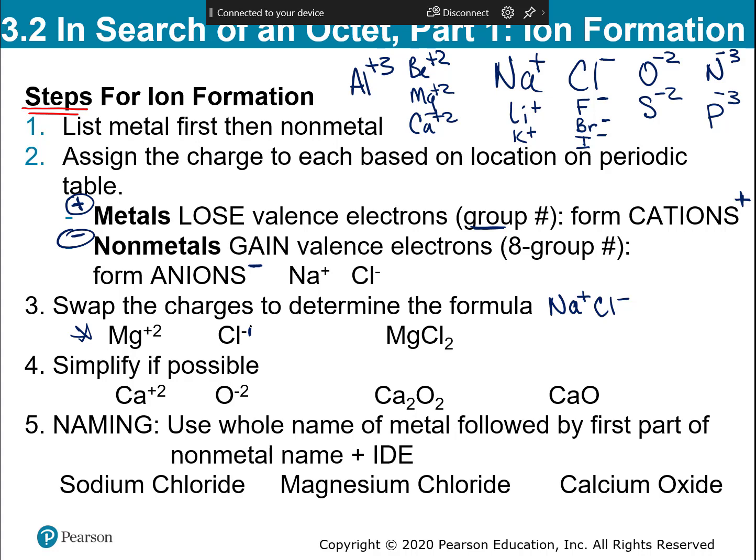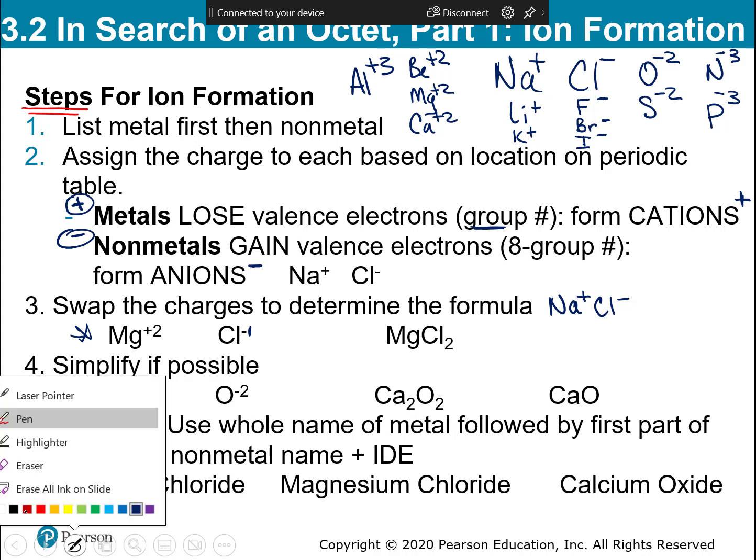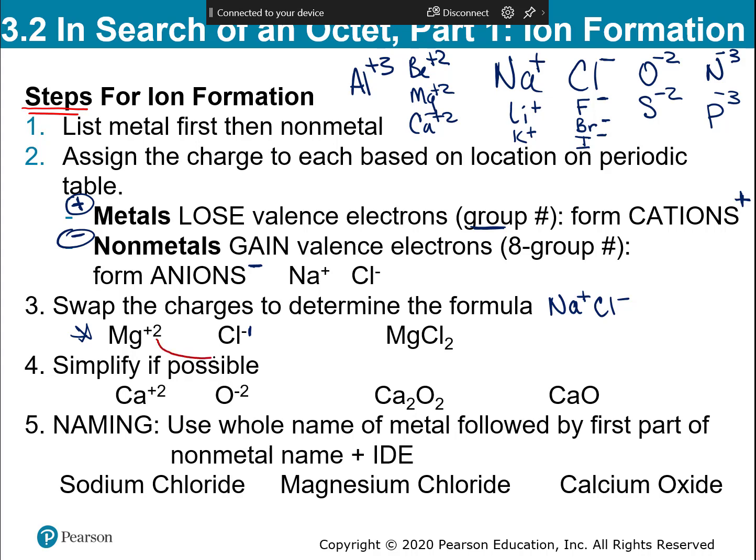You take the number for the charge on the magnesium, and that tells you how many chlorines. The number for the charge on the chlorine tells you how many magnesiums. What I always say is you just swap them. So this 2 goes here, this 1 goes here. The charge for the metal tells you how many non-metal. The charge for the non-metal tells you how many metal. So you start off, you assign the charges, and then you just swap them.